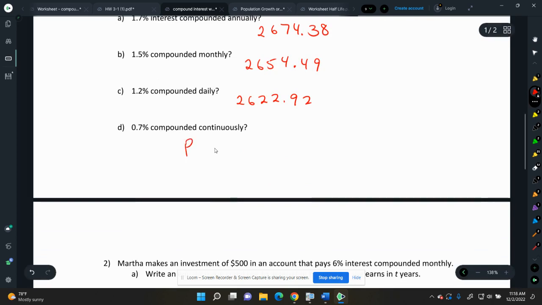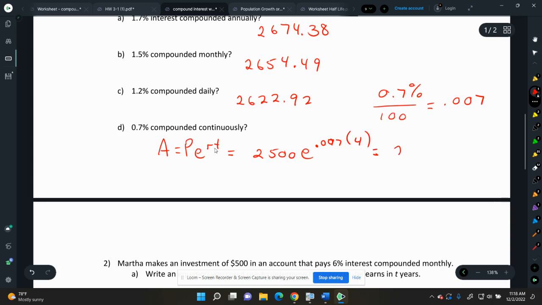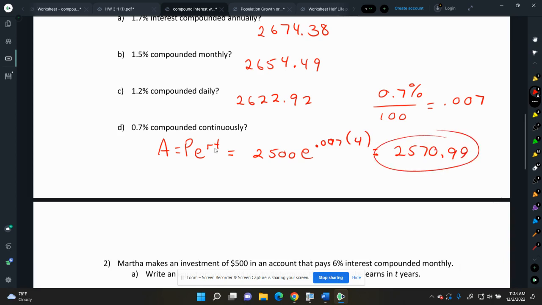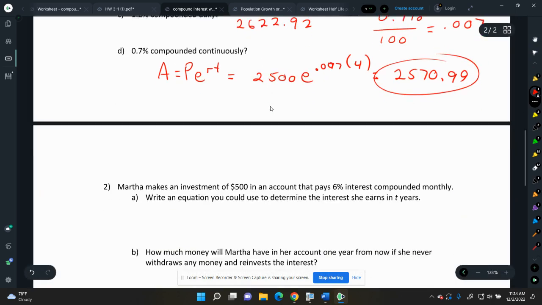So this is going to be PERT. So that's going to be 2,500 times e to the 0.7%. So to convert it to decimal, we divide by 100. So that becomes 0.007. So we're looking at e to the power of 0.007 times 4, which comes out to 2570.99. Right? Okay. All right, the next part.